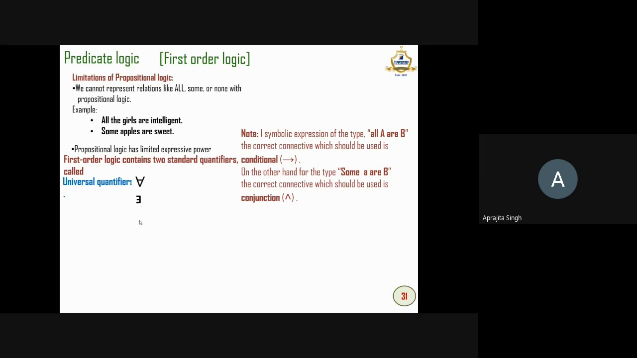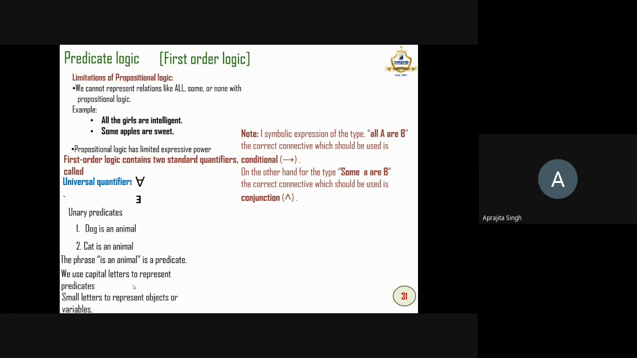So wherever you have something like for all, let's look at an example. The dog is an animal. A particular dog is an animal. A cat is an animal. The phrase is an animal is a predicate. We use a capital letter to represent the predicate. All small letters are used for objects or variables. So here the objects, dog or cat, get small letters. So A is an animal, d is for a dog, and small c is for the cat. These are the rules that we apply.